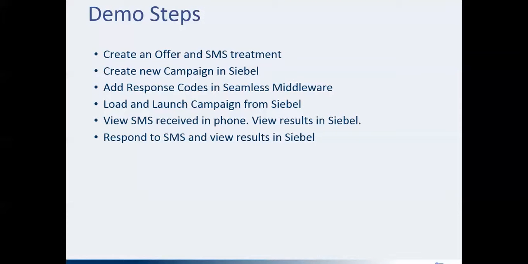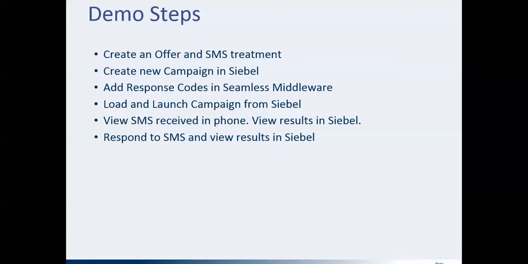Here are the demo steps we'll go through. We'll see an offer. We have already created one. We'll see an offer and an SMS treatment. How do we need to create an SMS treatment? We'll go about creating a new campaign in Siebel. We'll create response codes and SeaMlesS, the middleware, will tell you what response codes are. Then we'll load and launch the campaign from Siebel.